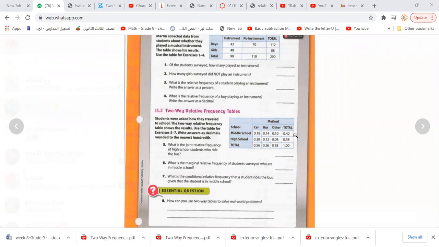0.42. Yes. Then it will be 0.18 divided by 0.42.